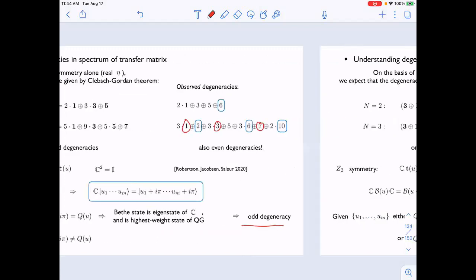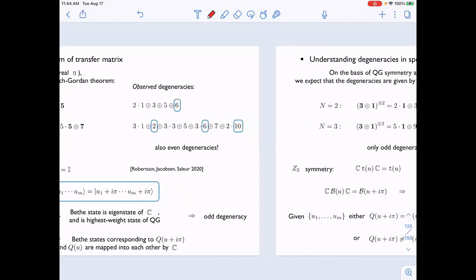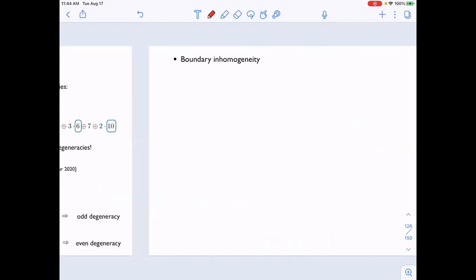odd degeneracy. On the other hand, if Q is not invariant under shift by I pi, then the beta states that correspond to Q of U plus I pi and Q of U are mapped into each other by this transformation C. And therefore, it'll lead to these states here with even degeneracy. And so now we have quite precise control on the degeneracies in the spectrum. So that was one kind of bonus result.